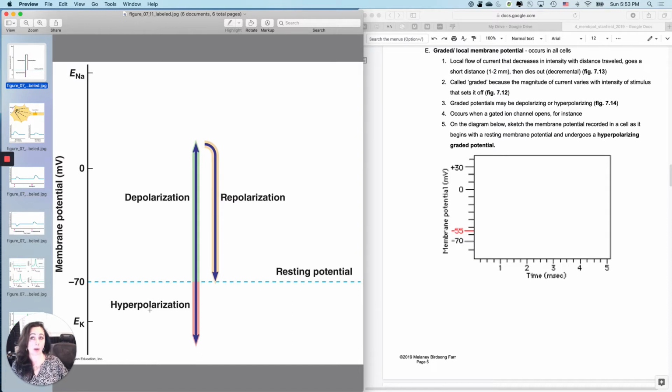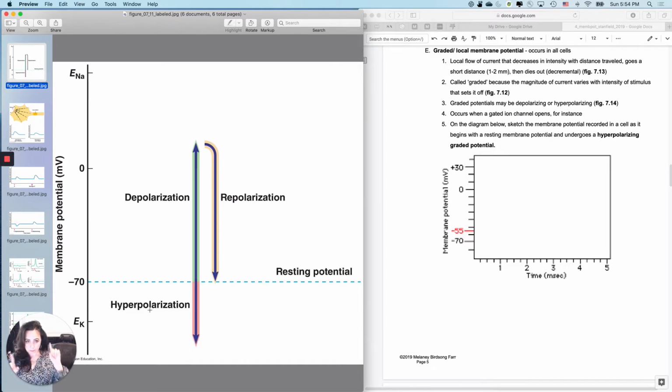Okay, because now we're going to start talking about the concept of graded or local membrane potentials. So resting membrane potentials occur in every single cell. Every single cell is close to minus 70, not exactly at minus 70. The outside of the cell membrane is slightly positive and the inside is slightly negative, and if you measured the difference, it would be about minus 70. But a graded or local membrane potential is going to change that. It's going to start from minus 70 and change it.